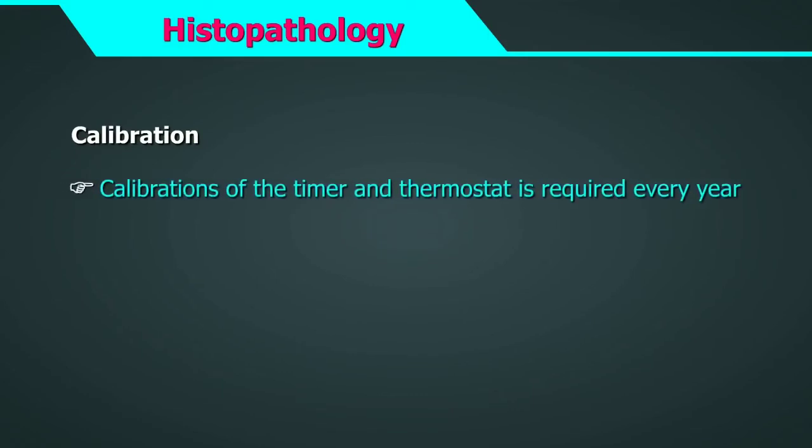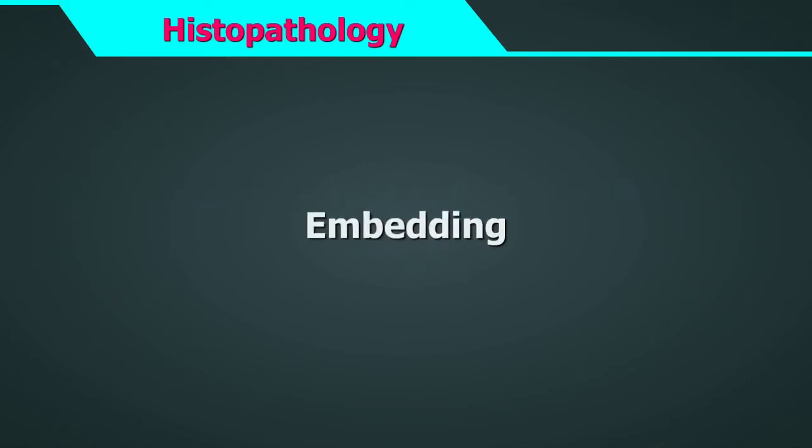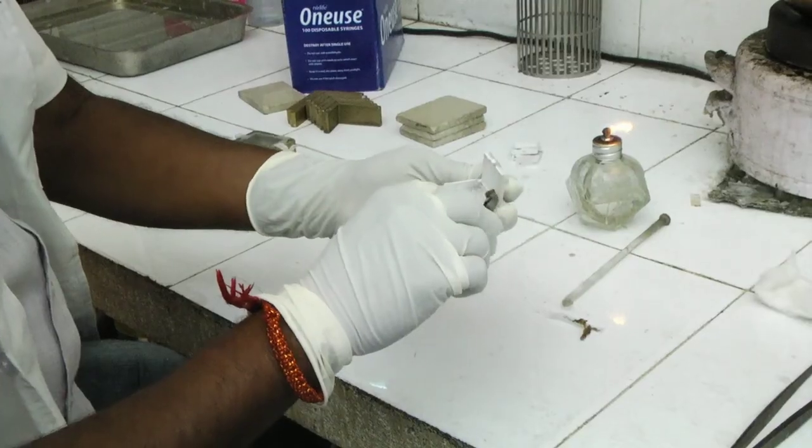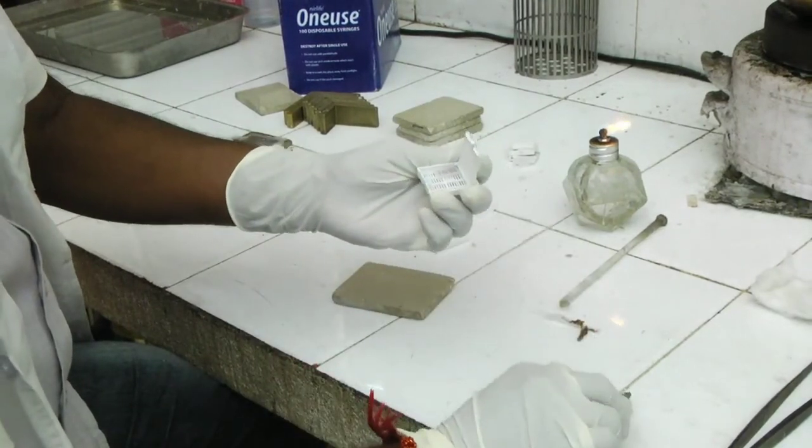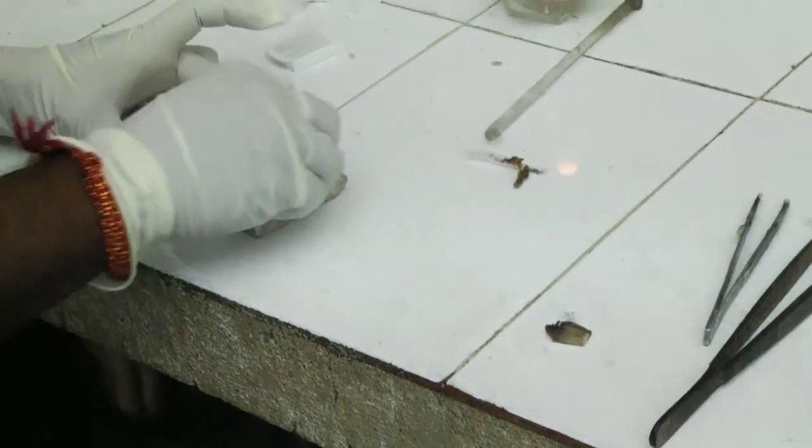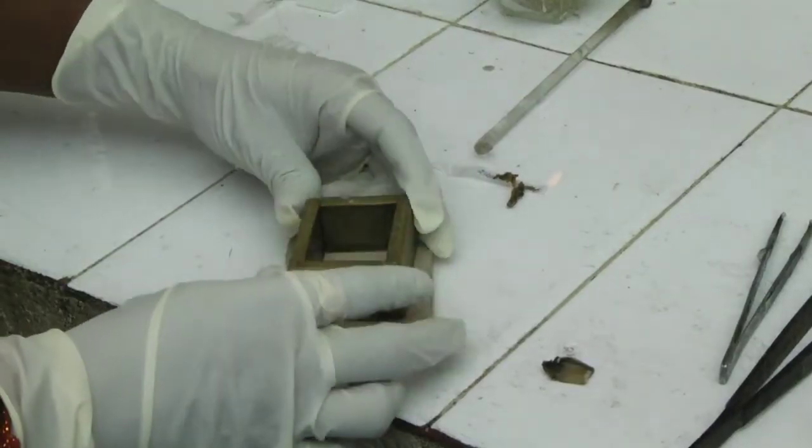Calibration. Calibrations of the timer and the thermostat are required every year or as per lab policies. Embedding. The impregnated tissue now has to undergo embedding. For embedding the tissue in melted paraffin, metallic molds are used.